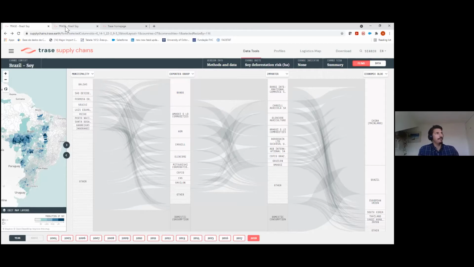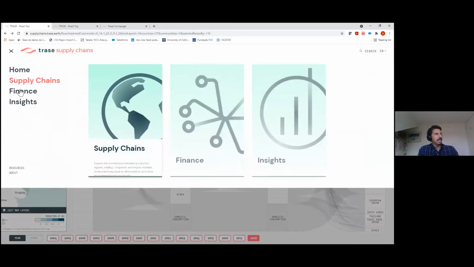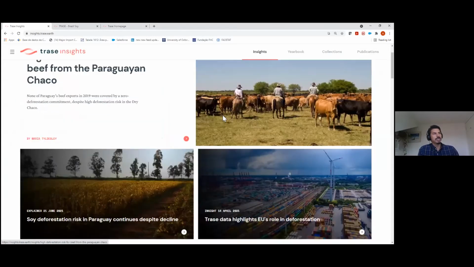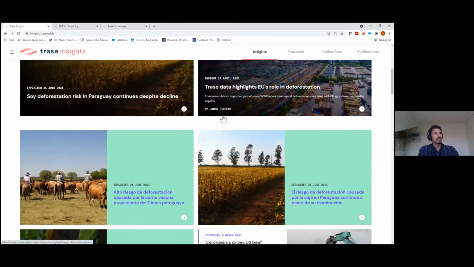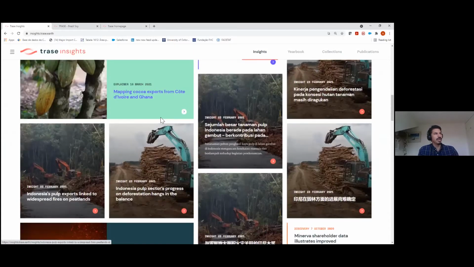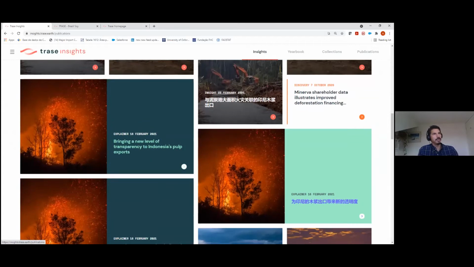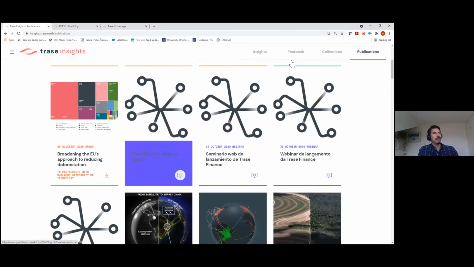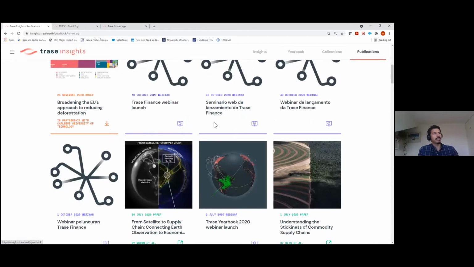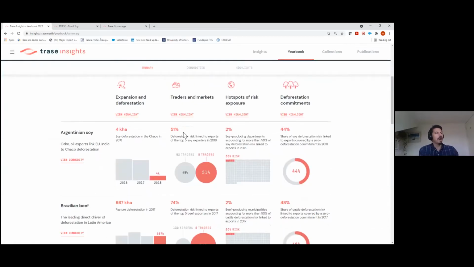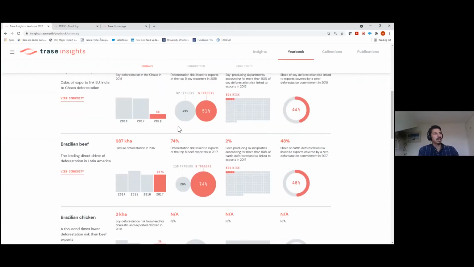And we also have in the platform this insights page, with some analysis, some of the studies that we produce, and you can access them here. We have the insights, the publications are all available, and we also have a yearbook that brings all the analysis, all the insights that we had last year, for example, combined in one place, so that you can access all the information.